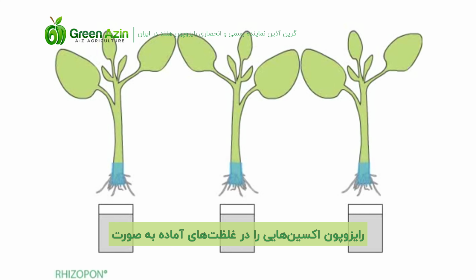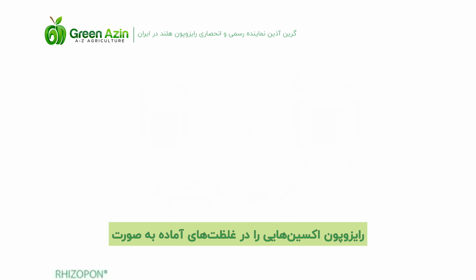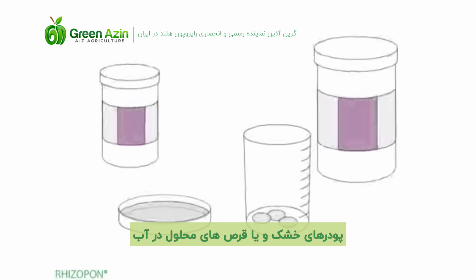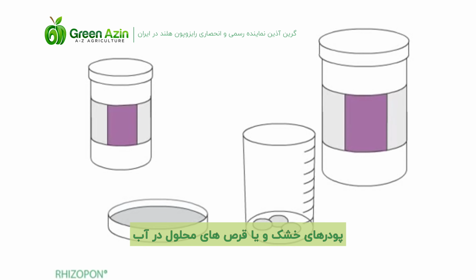Rhizopon provides you with auxins in many ready-to-use concentrations, as dry dip powders and as water-soluble tablets used to make rooting solutions. You make the rooting solution simply by counting tablets and mixing with water.